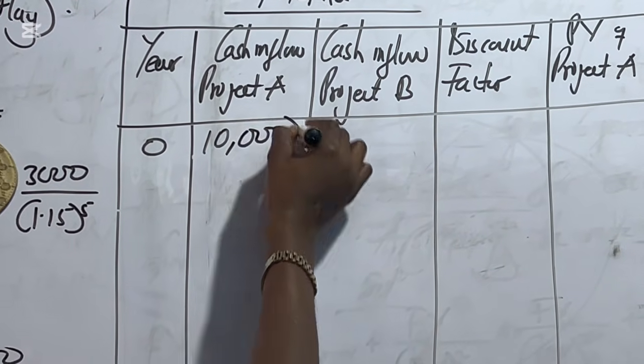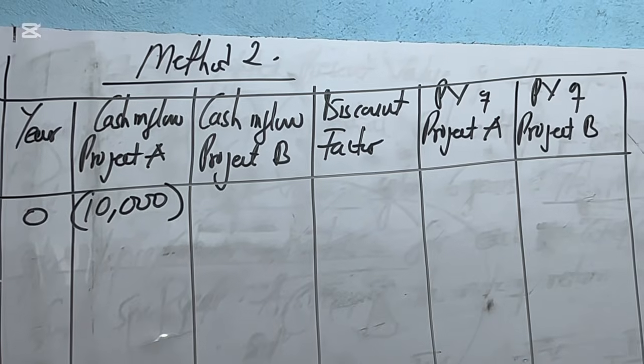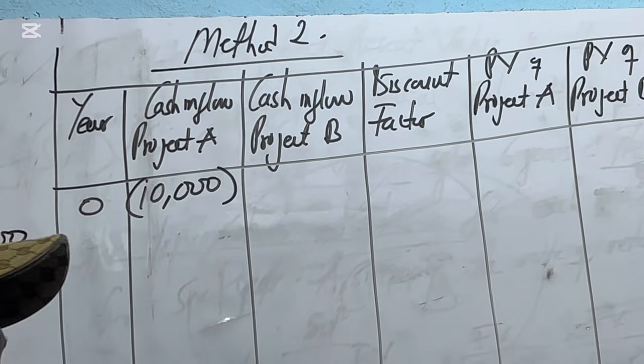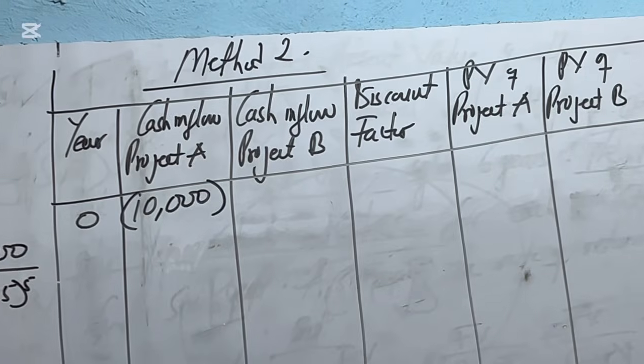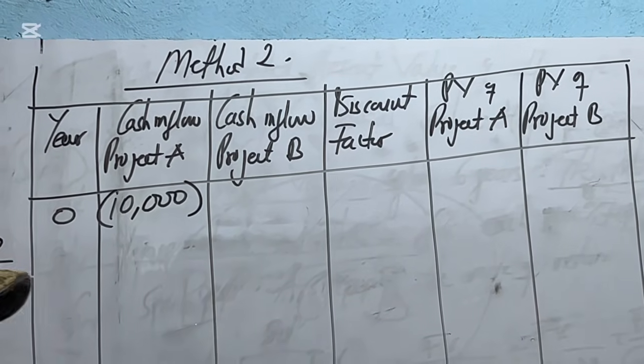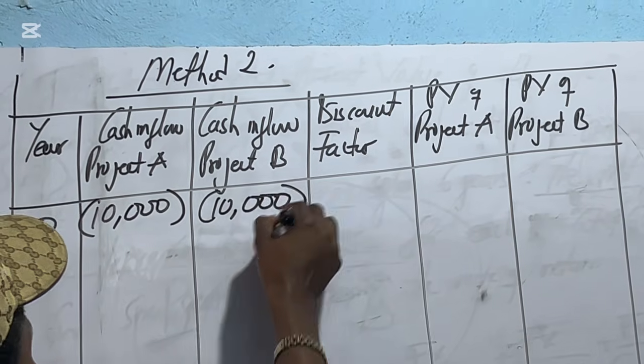is 10,000. So we introduce a bracket. Why do we introduce a bracket? Remember, I said when you see a bracket it means negative. Meaning if you are coming to add, we'll see this one as negative. Okay. Project B, we are using the same 10,000.